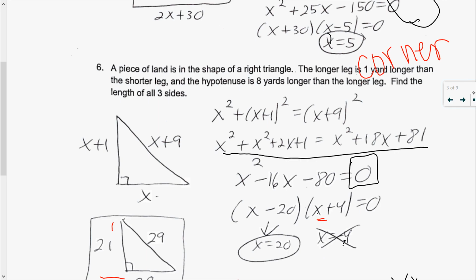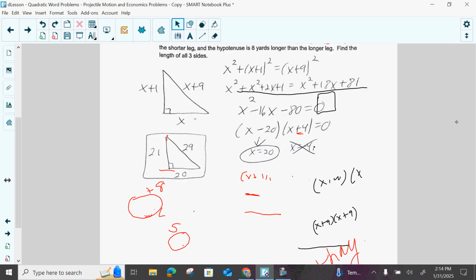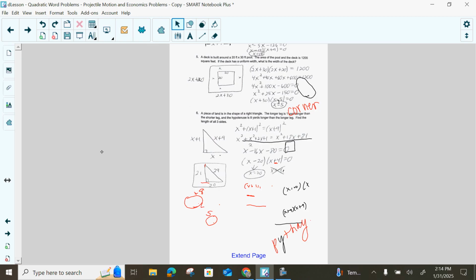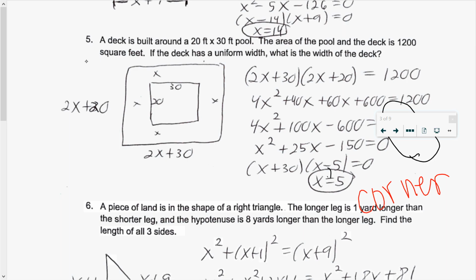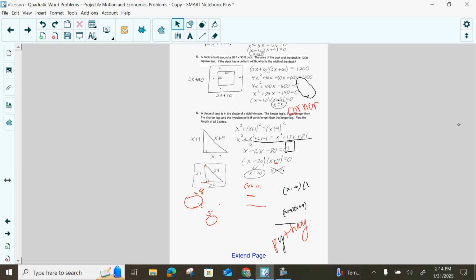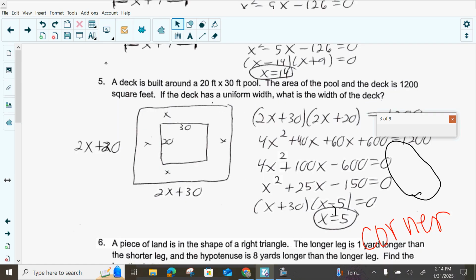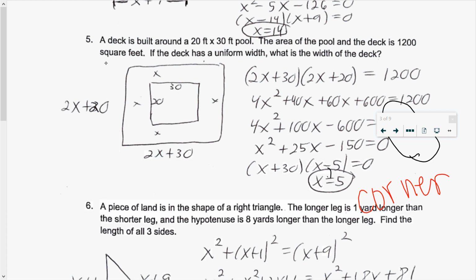All right, so let me try to get it back to normal here. I don't know what I did. Let's try that. Nope. All right, I have no clue what I did. Did it somehow.